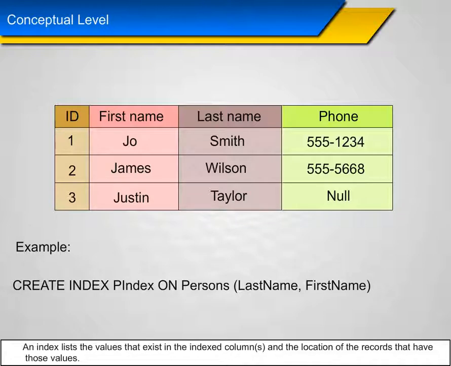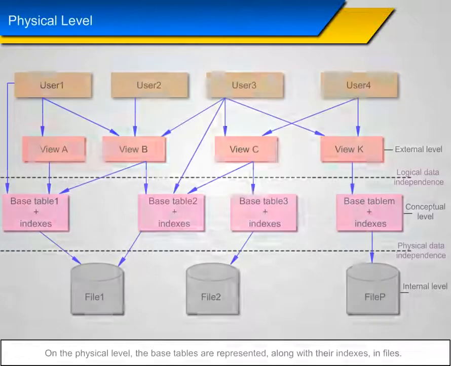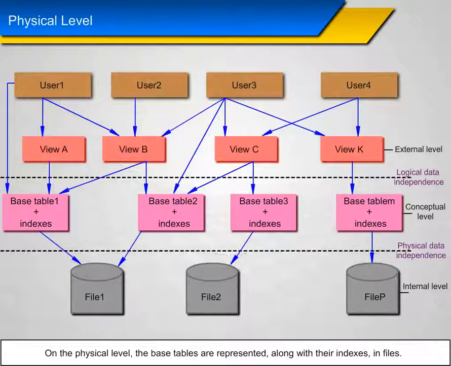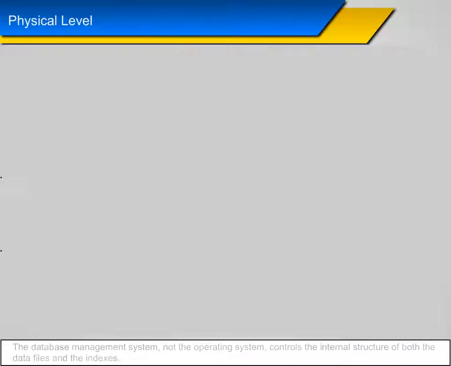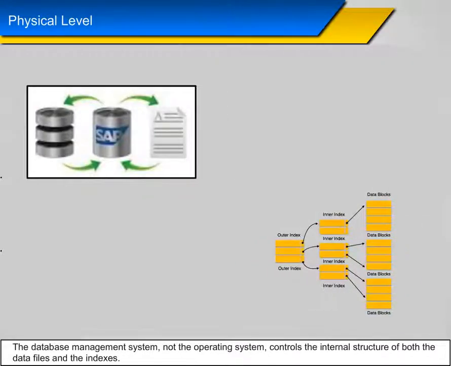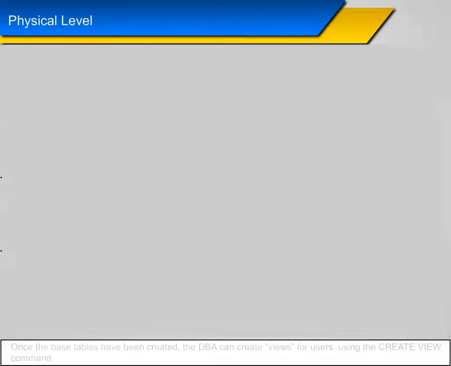An index lists the values that exist in the indexed columns and the location of the records that have those values. Physical level. On the physical level, the base tables are represented along with their indexes in files. The database management system, not the operating system, controls the internal structure of both the data files and the indexes.